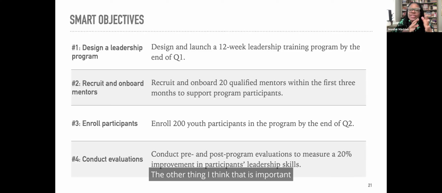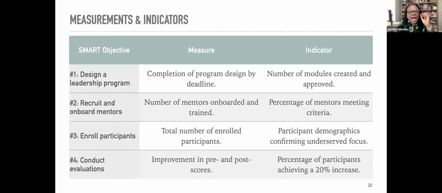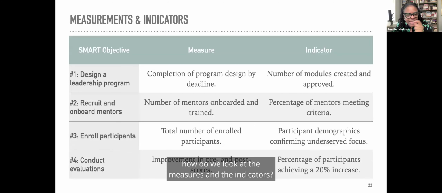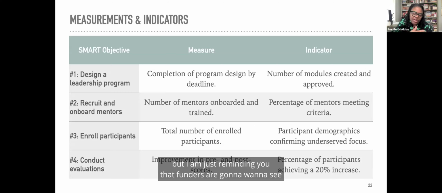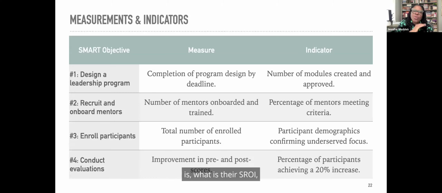The other thing I think is important that we don't always think through is how we look at the measures and the indicators. I'm not telling you anything that you don't already know, but I am just reminding you that funders are going to want to see what I like to call their social return on investment. What is their SROI?